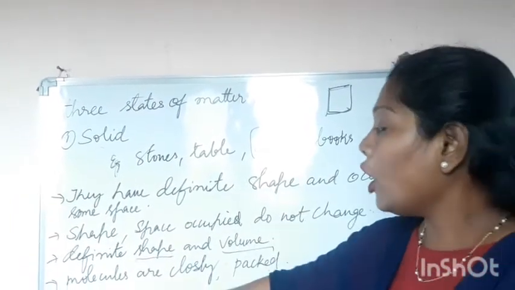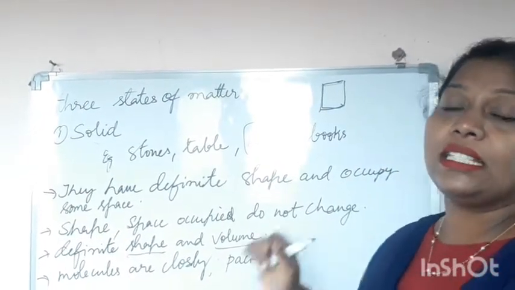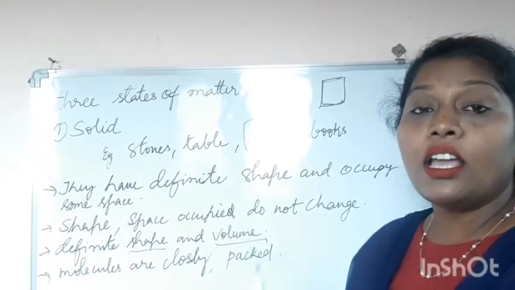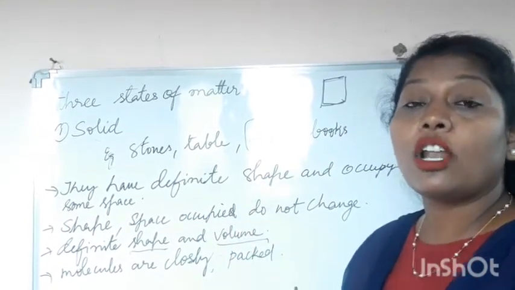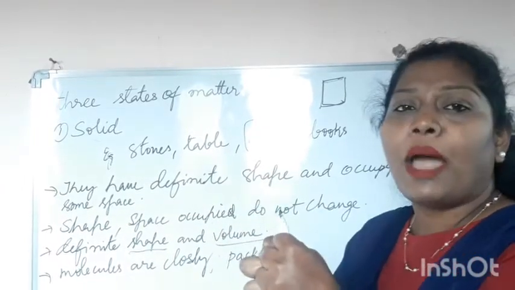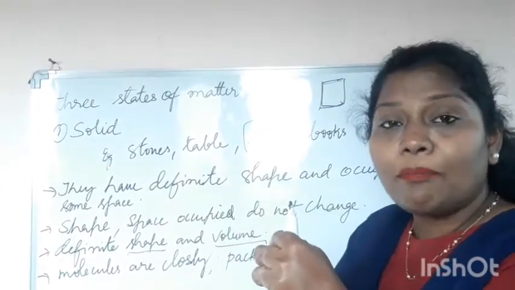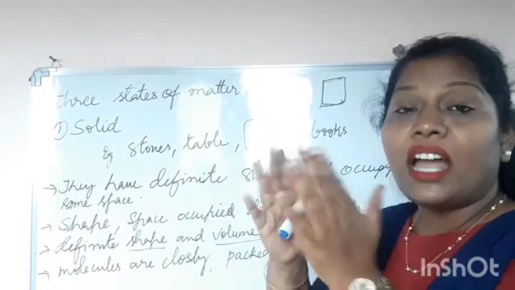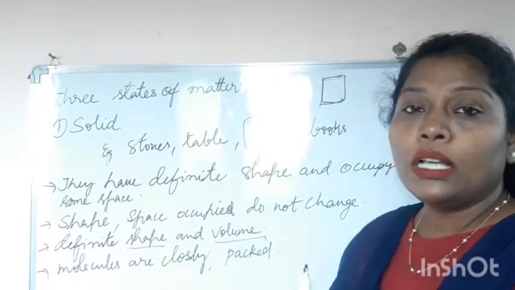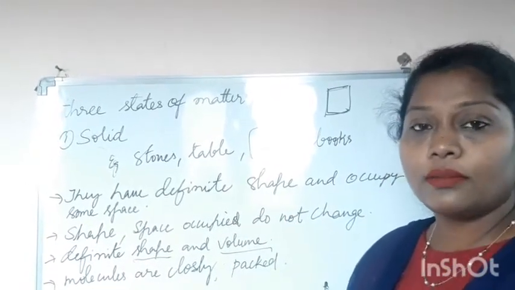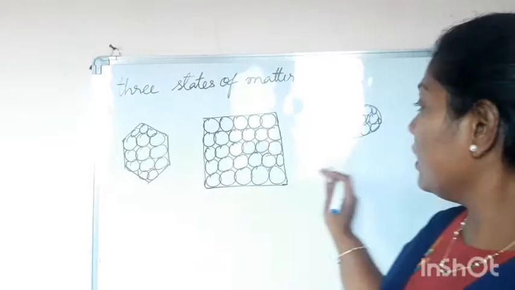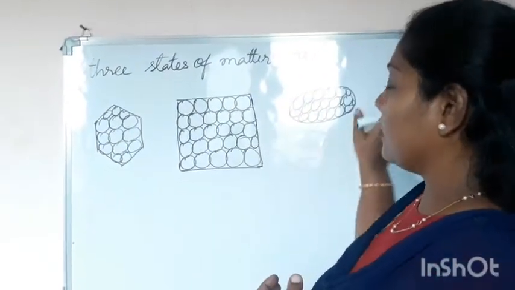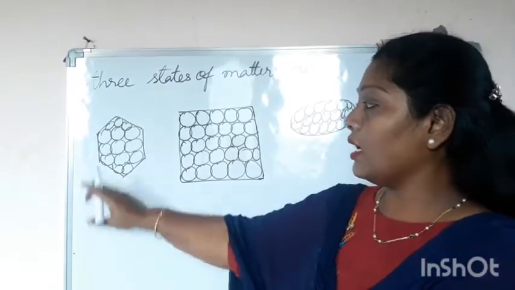ఓకే, మాలిక్యూల్స్ ఆర్ క్లోజ్లీ ప్యాక్డ్. If you take a solid particle, definitely the molecules present in the solid are so tightly packed. Because of that tight packing of the molecules, the solid has a specific shape and a definite volume. Let us see it pictorially. Okay children? So see the pictures here. Here we have a square, here an oval shape, here a hexagon.